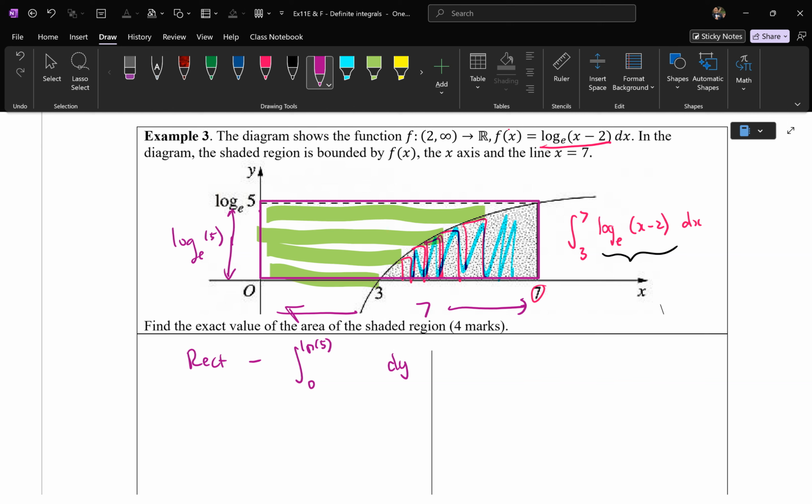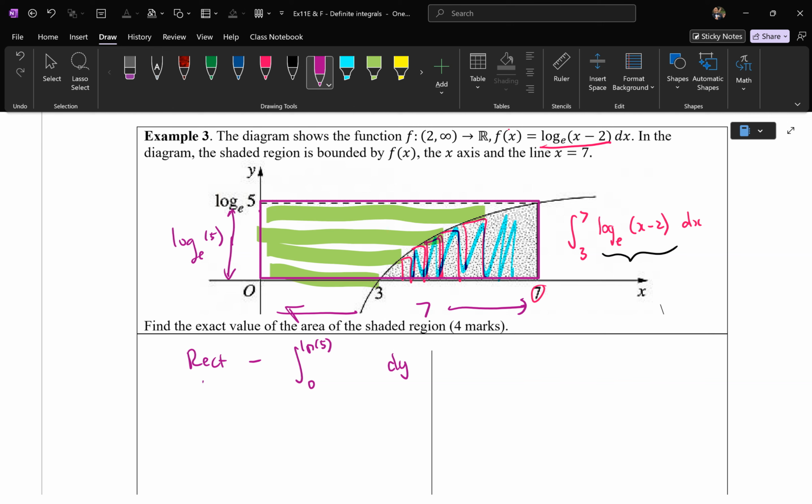Now, if I rearrange this equation in terms of y, why? Because that'll be the inverse of log. And we know how to integrate an exponential, an e, whereas we don't know how to integrate a log. That's why this technique is going to work.